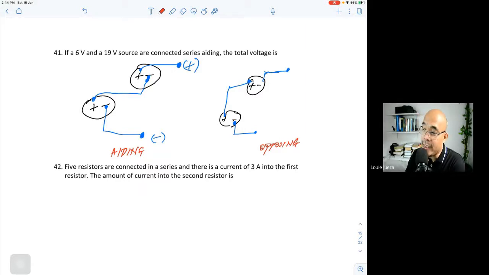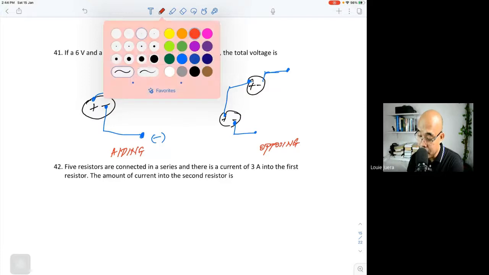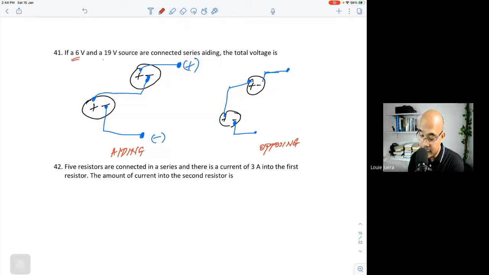So in this particular case, number 41, if 6 volts and 19 volts are connected in series aiding, it means you can just add the two values. 6 plus 19 volts is equal to 25 volts. So that is the 25 volts here. Okay, that is for series batteries.